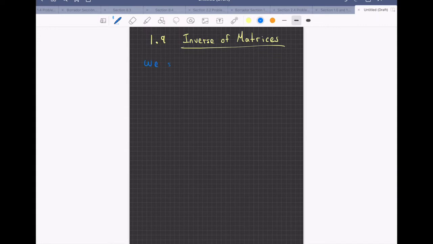We say A and B are inverse if they satisfy the multiplication AB is equal to the multiplication BA equal to the I_n. This is the identity matrix with size n.